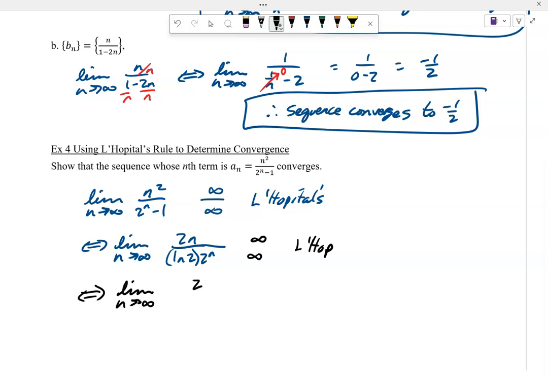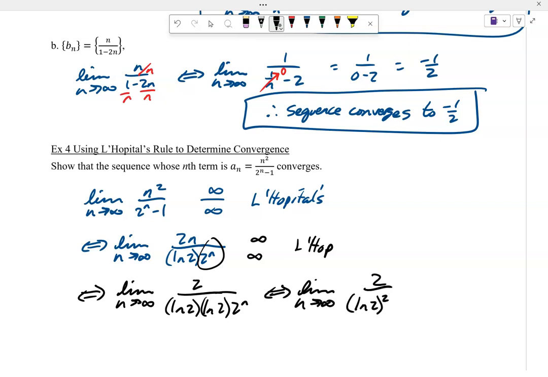Derivative of 2n is 2. The ln of 2 stays there. Now I take the derivative of that 2 to the n as another ln of 2 to the n. All right, so we've got the limit as n goes to infinity of 2 over ln of 2 squared times 2 to the n. Now let's investigate as n goes to infinity and see how we got 2 to the infinity.